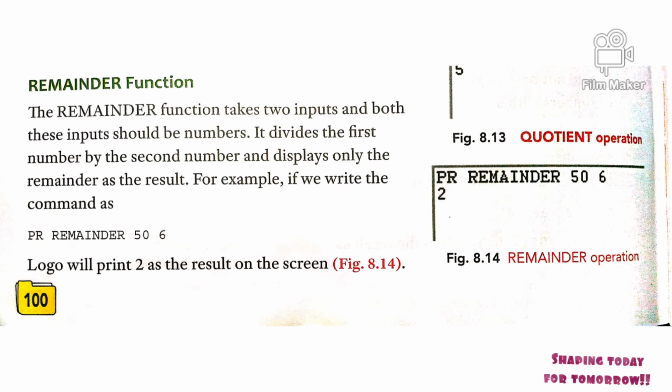So students, as you can see in this figure, it is written PR, then there is a space in between, then remainder, then again there is a space, then 50, and then again there is a space, and then the last number, that is 6. So students, what will happen? It will divide the first number by the second number. So it will divide 50 by 6, and whatever the remainder will come, it will show on the screen. Okay, it will print on the screen.